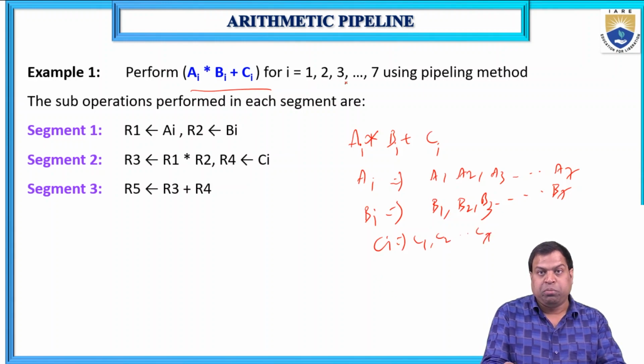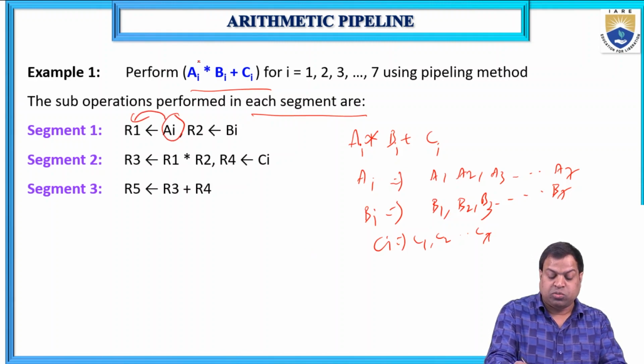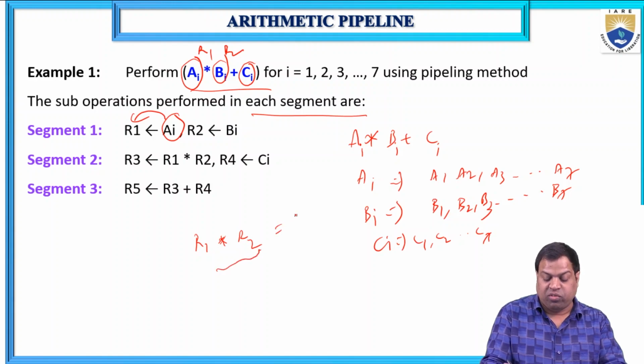So perform A into B plus C using the pipeline method, and what are the sub operations to be performed in each segment. Here I am taking 3 segments, or 3 sub operations, that we need. Segment 1: Ai to R1, that means I am calling one register Ai equal to R1, and I am calling another register for Bi. I am calling another register for Ci, but first I am not calling Ci now. First, why? Because first I will perform A into B. So Ai equal to R1 and Bi equal to R2. So I am multiplying R1 and R2. After the multiplication of R1 and R2, the resultant value should be stored in R3. That means R3 is nothing but R1 into R2.